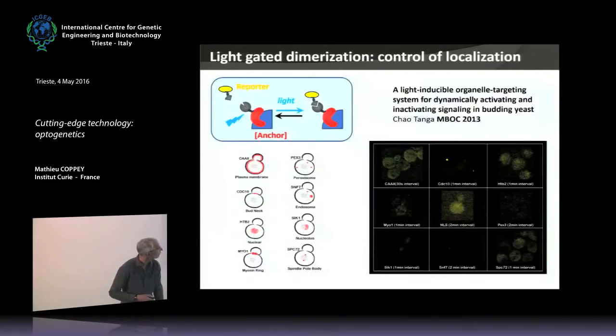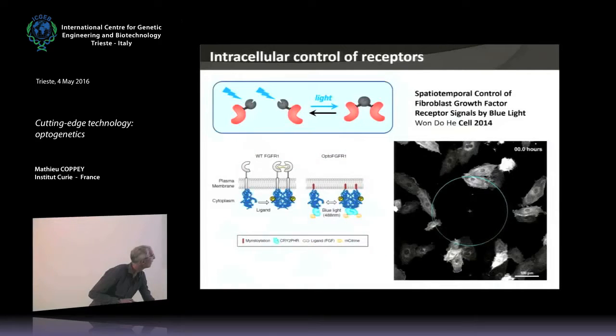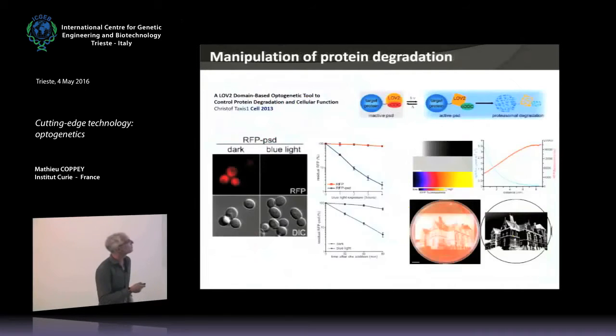So very quickly, another approach based on the same idea: instead of a degradation tag, you can put an NLS, a nuclear localization signal sequence, and you can play with the nuclear to cytoplasmic exchange by light. You can send the protein to the nucleus or send it to the cytoplasm with exactly the same idea.